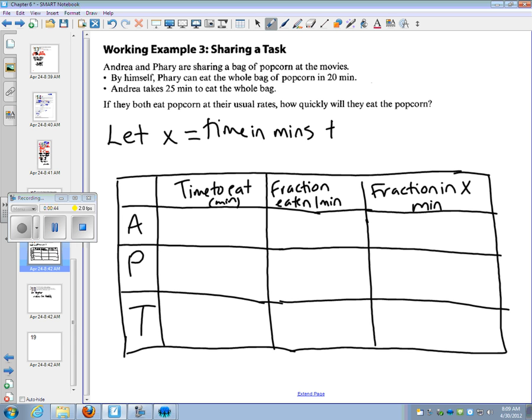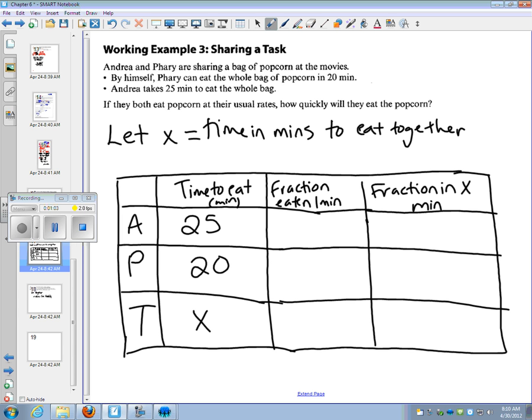To eat together. Okay, so what I'm saying is this is x right here. It's their time to eat in minutes that they both eat it. So Andrea, we said, eats it in 25 minutes, and Fari eats it in 20 minutes.